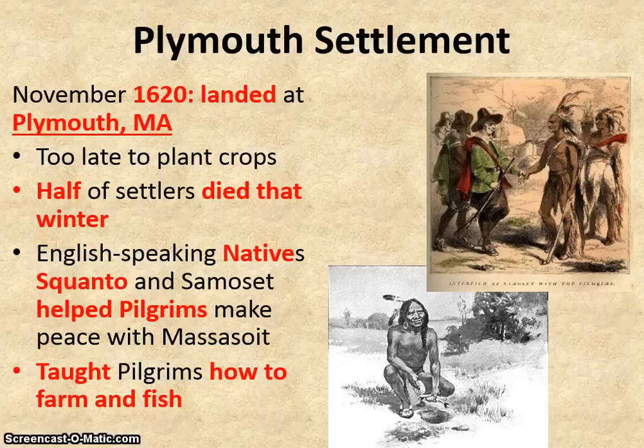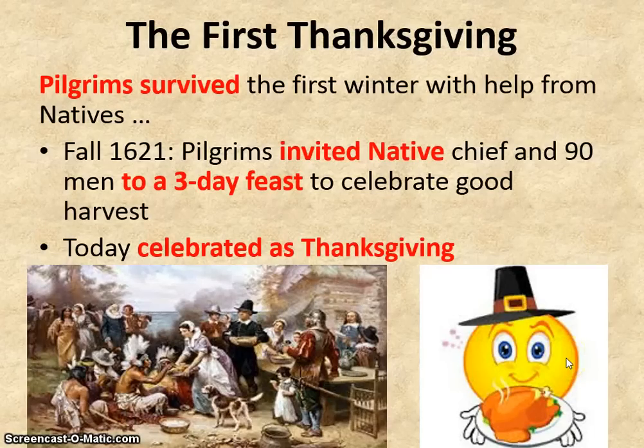So they met the English-speaking natives, Squanto and Samoset, and these people helped the Pilgrims, first of all, make peace with the local natives. They also taught them how to farm and fish, and one of the natives' nifty tricks was burying dead fish, which made a very good fertilizer, especially for corn. So the result of this is that the Pilgrims survived their first winter with the help of natives.